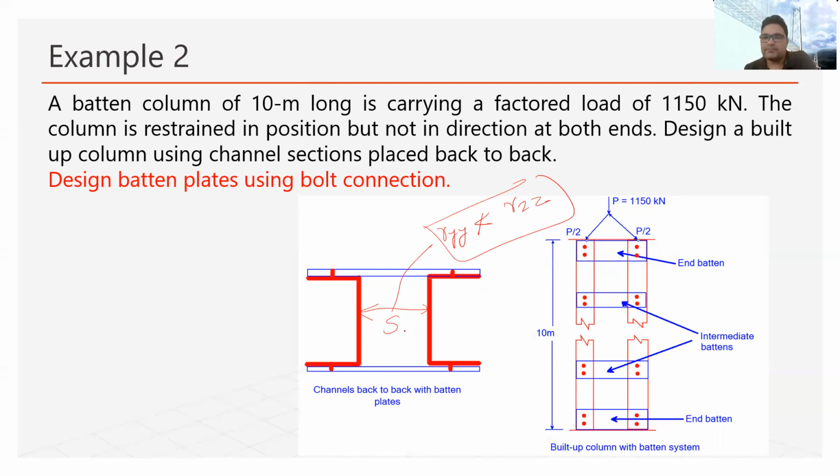After that, we will design the batten system. In the batten system, we will find the spacing of the battens, the depth of the batten, and the length of the batten. Once we decide the dimensions of the batten, we will check them for shear and bending stress. After that, we will design the connections. That is the process we are going to follow in this numerical. So let's start our solution.